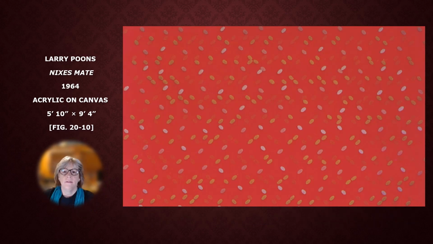This next painting is titled Nix's Mate from 1964 by artist Larry Poons. Larry Poons developed the form of systematic art. Systematic art is art that involves an organized, mechanical-seeming approach. His work creates somewhat of an optical illusion through his repetitive, highly organized method.